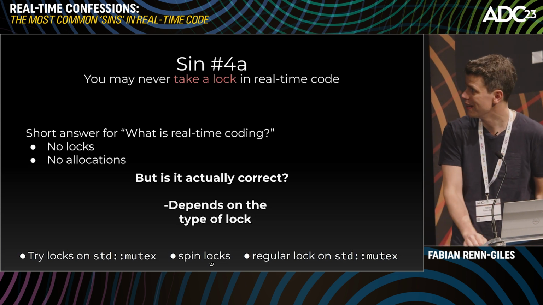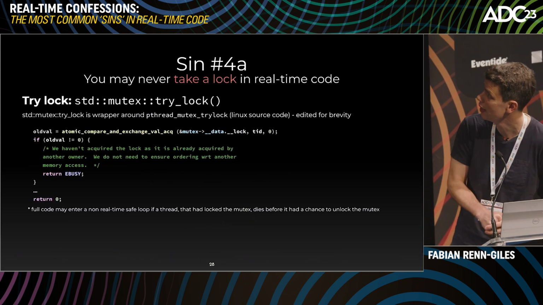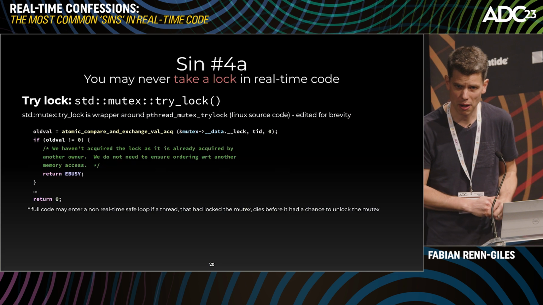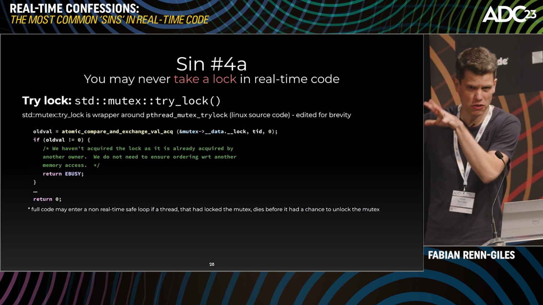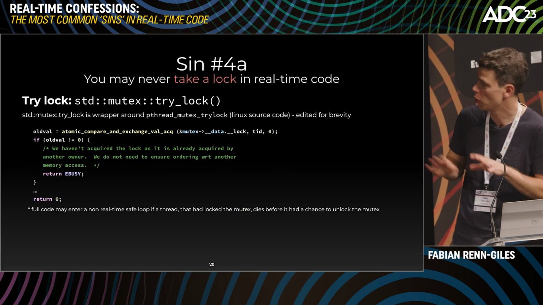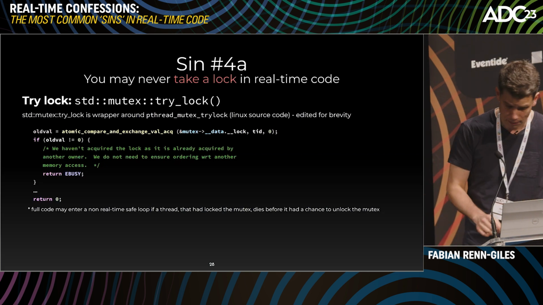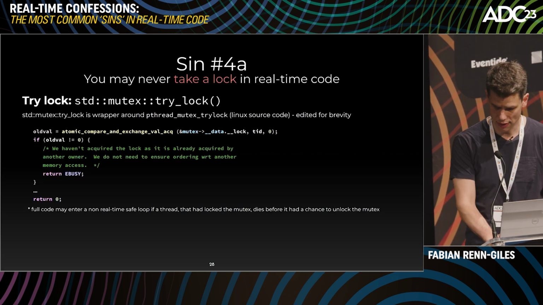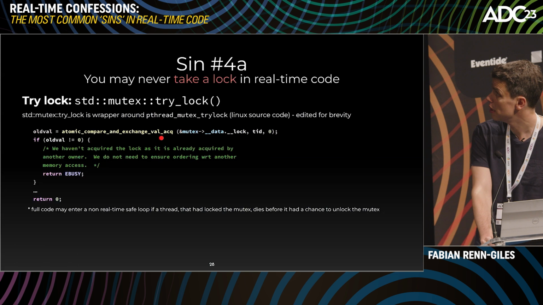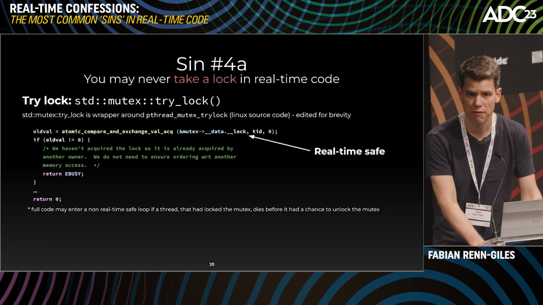So let's look at the try-lock on a std mutex. This is the source code of a try-lock on Linux. All the conclusions that I'm going to reach from this source code, I've been told are valid also for macOS. I don't know about Windows, but I'd be really surprised if the same conclusions don't hold there. So the try-lock on Linux is just a compare exchange, a single instruction. And this is obviously real-time safe, right?